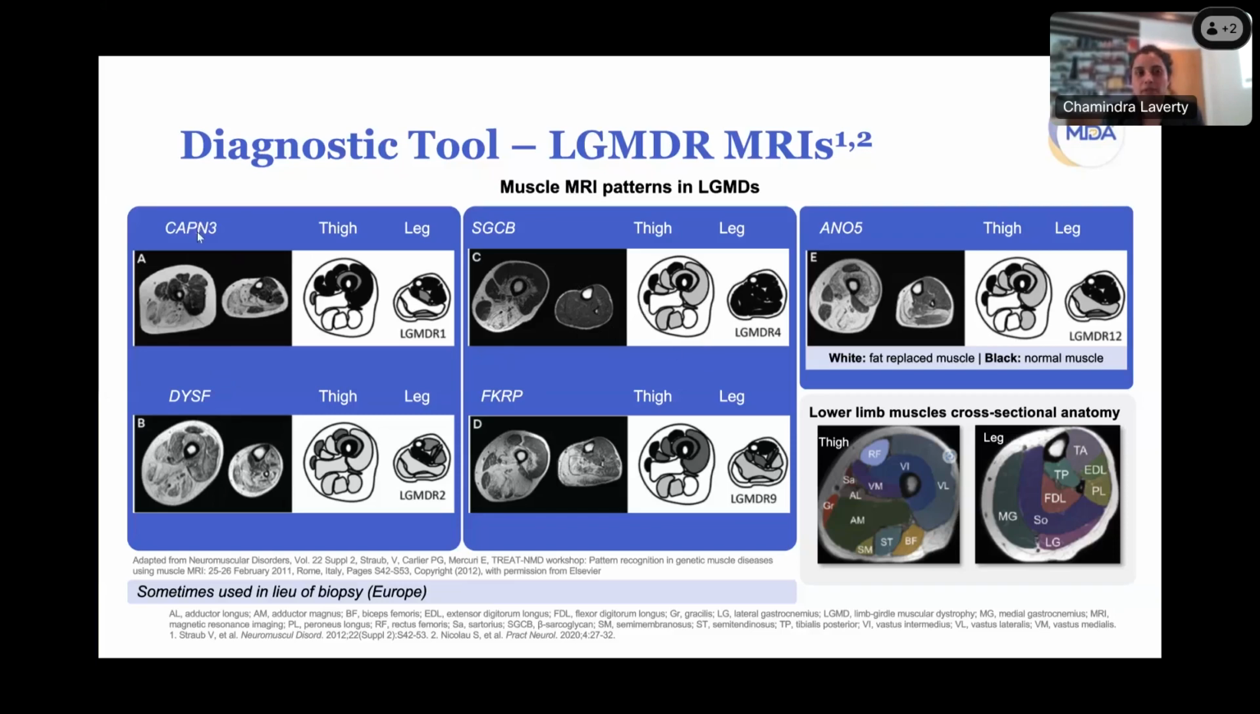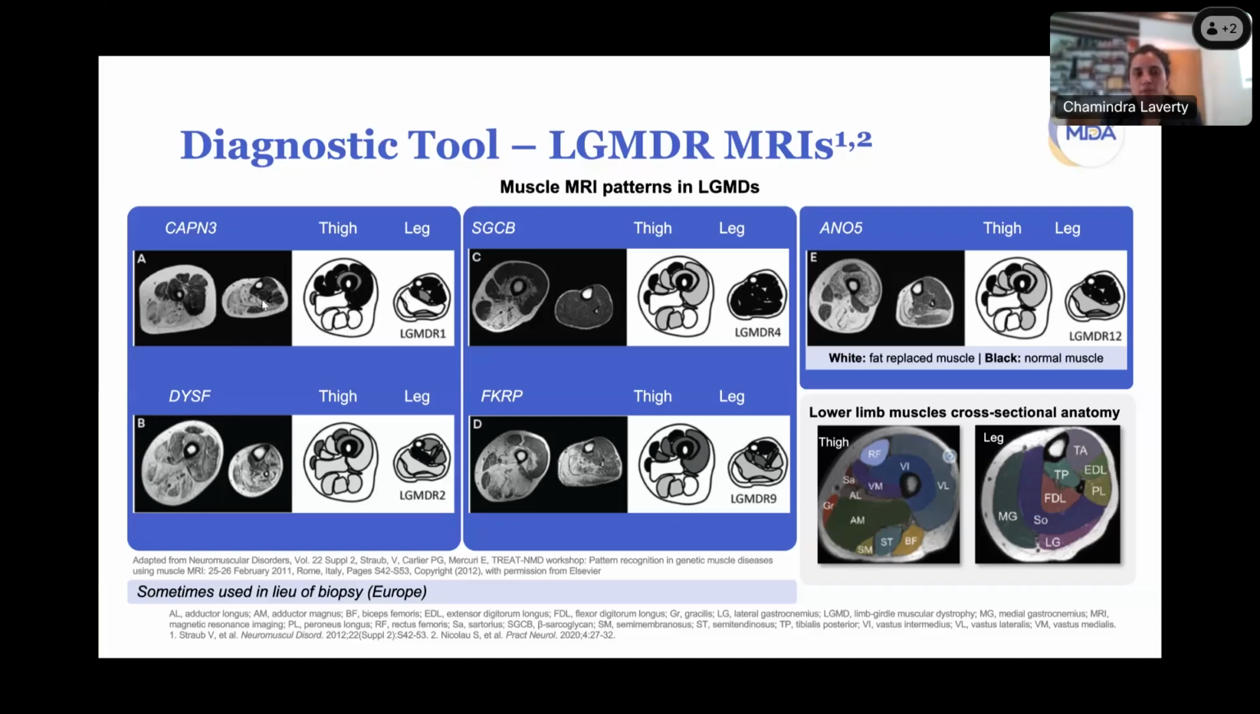For example, for calpain, this is the thigh cross-section, and this is the leg cross-section. You can see that the posterior compartment of the thigh is extremely involved, and the white muscle indicates fat infiltration. Muscle should be nice and dark on these STIR and T2 weighted images, so the more white it is, the more fat infiltration there is. This is the corresponding diagram showing that the posterior compartment of the thigh, these various biceps muscles, are disproportionately affected compared to the quadriceps.